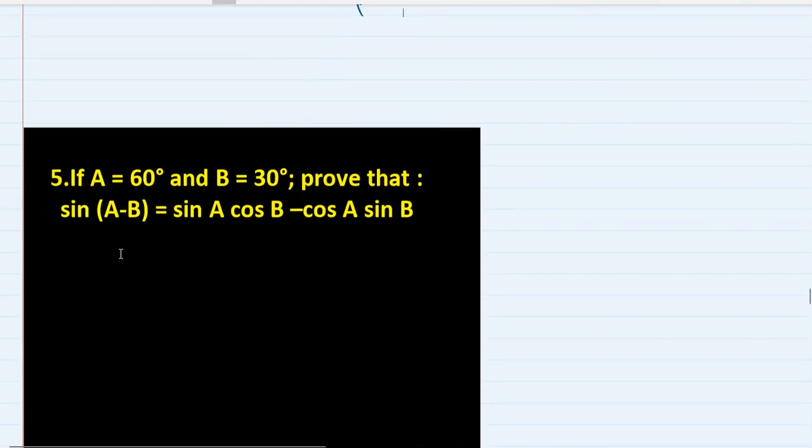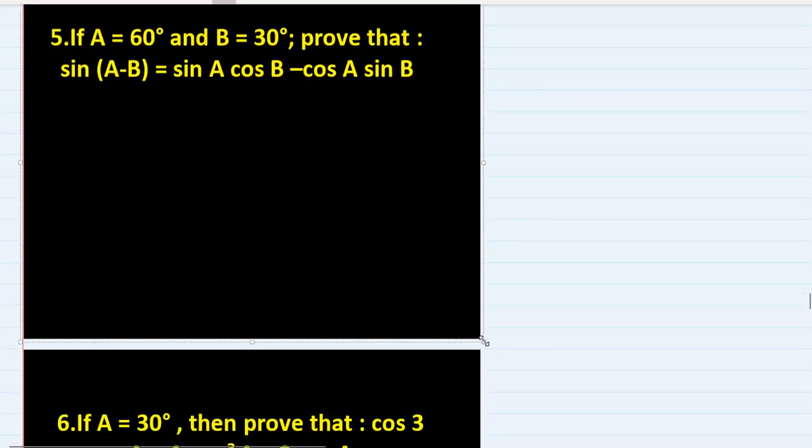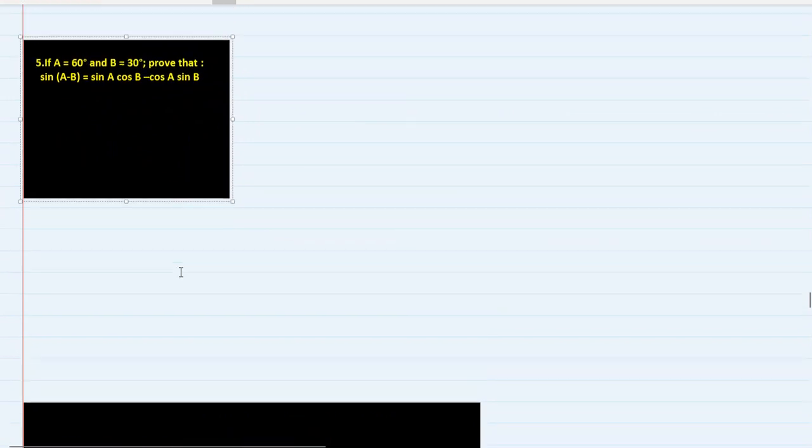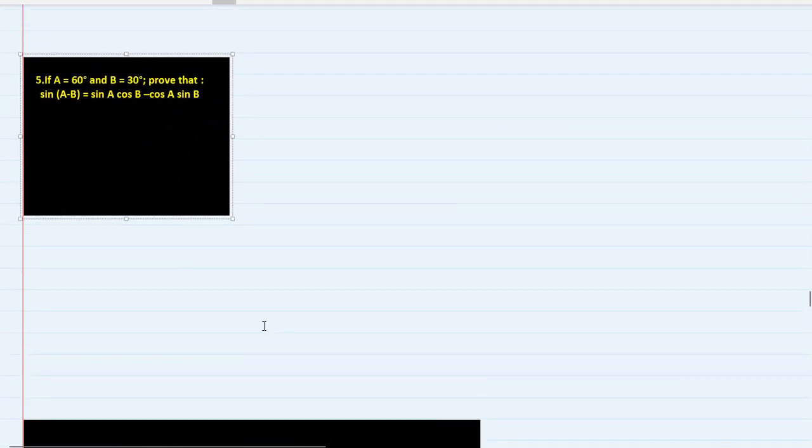Let's go to the next question. So as you can see, the questions are not very lengthy in this, just like the previous question. There are many questions, but not very lengthy. So A is 60 degree and B is 30 degree. We have to prove that sine of A minus B is sine A cos B minus cos A sine B. Now this is one identity of compound angles which you are going to use in class 11th and 12th, which you have to prove here.